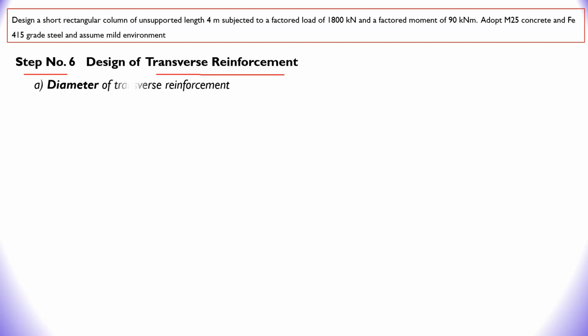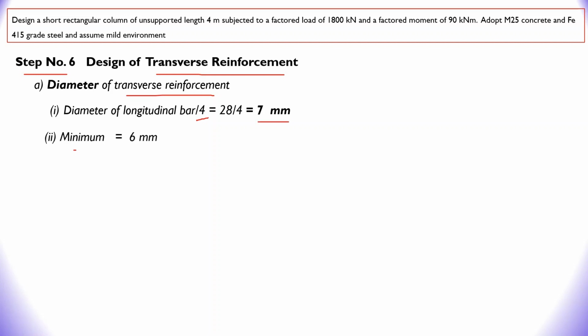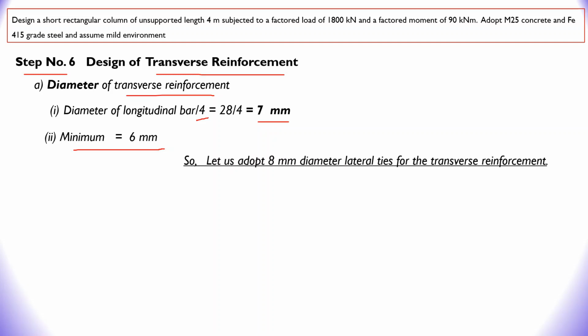So this is step number 6. First of all, we have to decide what should be the diameter of the transverse reinforcement which we can provide as per the guideline of IS 456. IS 456 restricts it to the diameter of longitudinal bar divided by 4, so it comes out to be 7 millimeter, and the second is a minimum of 6 millimeter. So following these two guidelines, we have adopted 8 mm dia lateral ties for transverse reinforcement. Even this 8 mm dia we had already assumed, so our assumption is okay, no issue.